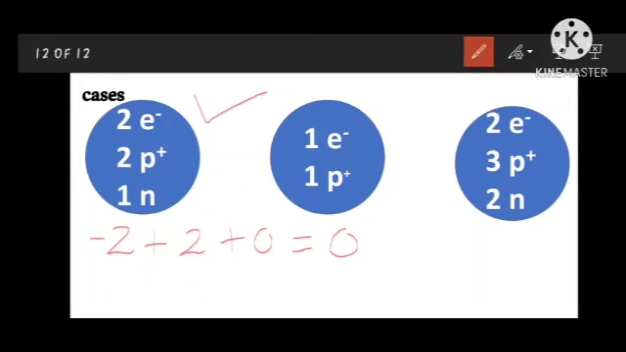Next, we will calculate the mass of this atom. As we know, the mass of electron is negligible, so we will take the mass of electron as 0. Then the mass of proton is 1 u, the mass of neutron is 1 u. 2 electrons are present, the mass of electron is 0, so it is 0. Plus 2 protons are present, 1 proton has the mass 1 u, so 2 protons have the mass 2 u. Plus 1 neutron is present, 1 neutron has the mass 1 u. So the total mass is 3 u. So the net charge is 0 and the net mass is 3 u.